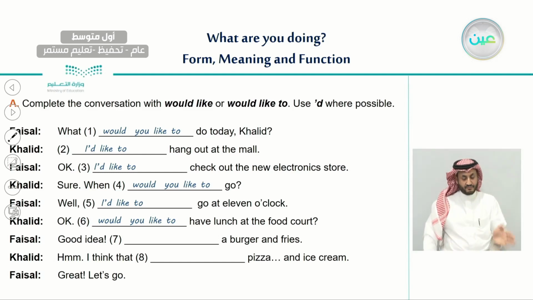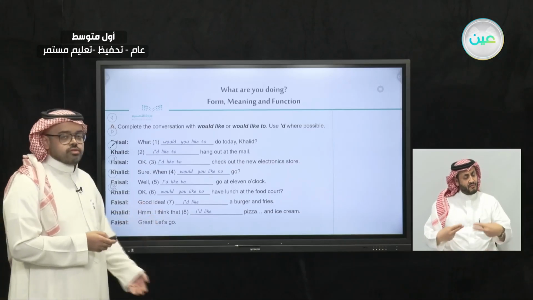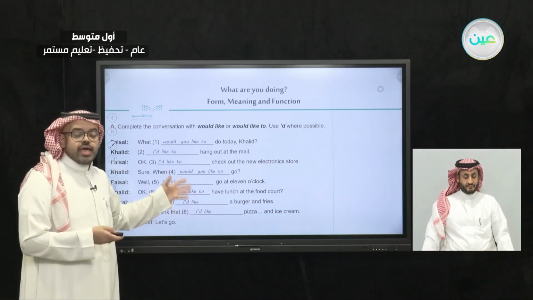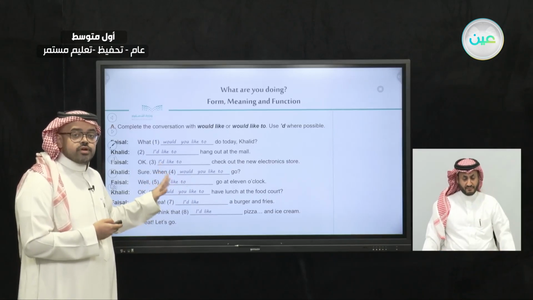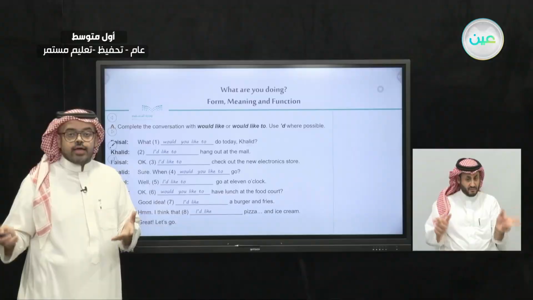And Faisal said, good idea. I'd like a burger. And notice here that we didn't use I would like to. Why? Because this is a noun and not a verb. And Khalid says, I think that I would like a pizza and ice cream. And Faisal agrees with him and says, great, let's go. So this is the answer of this very interesting conversation on how to use would like and would like to.